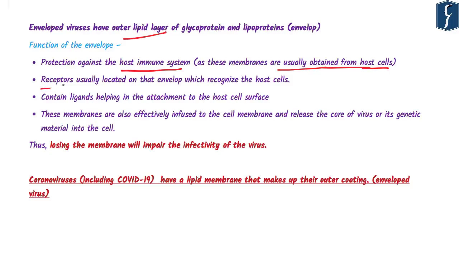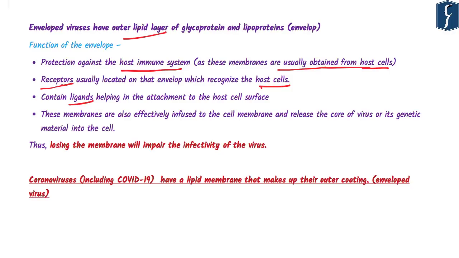Secondly, there are receptors on the outer lipid layer which identify the host cell. Once host cell has been identified, then the virus has to be attached to the host cell. That is done through a sensor called ligands. And those ligands are also on the outer lipid layer.